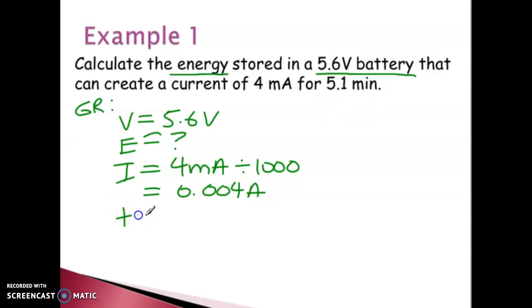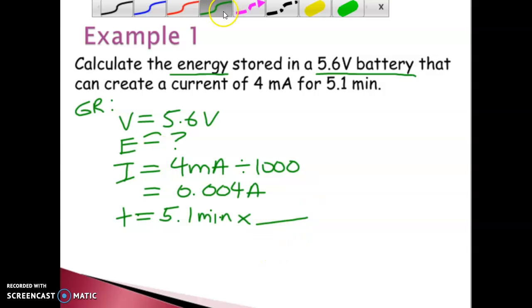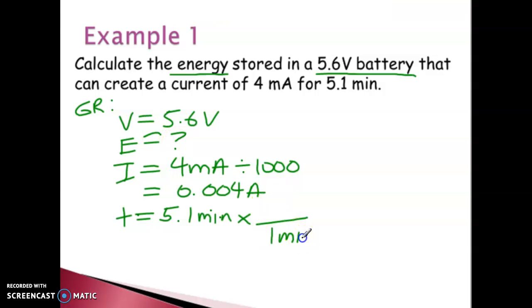And we have time in minutes. We know that we're never dealing with minutes. We're going to have to deal with seconds. Pardon me, minutes have to go on the bottom. 1 minute is 60 seconds. So 5.1 times 60 is 306 seconds. Okay, so here's all the information that we have. We're looking for E.